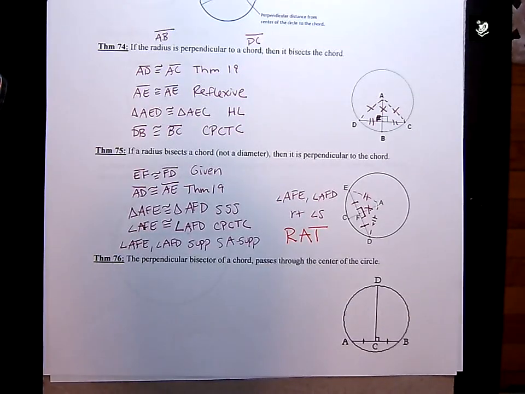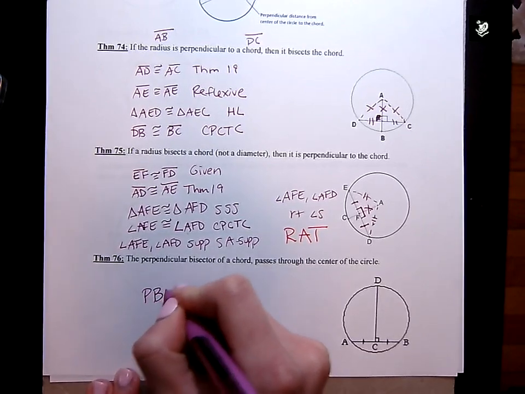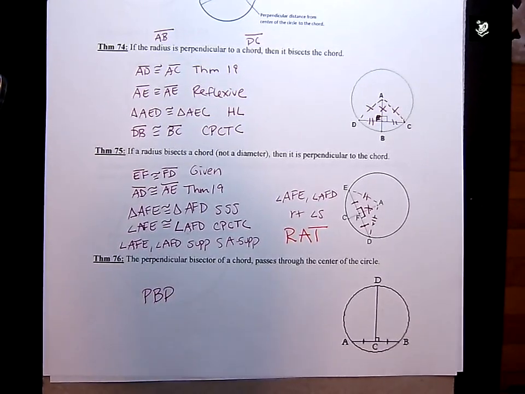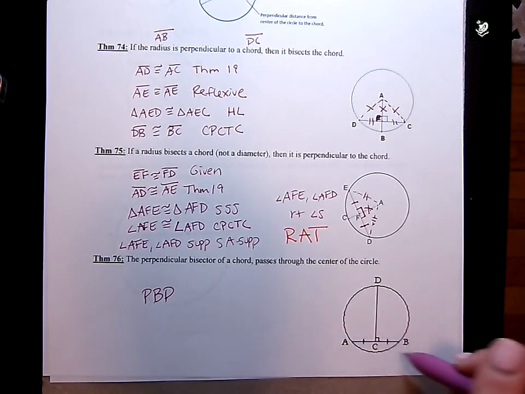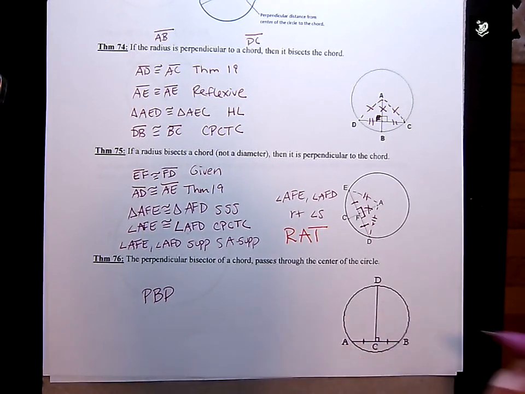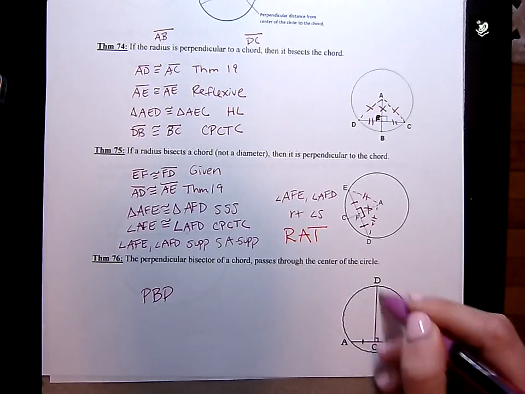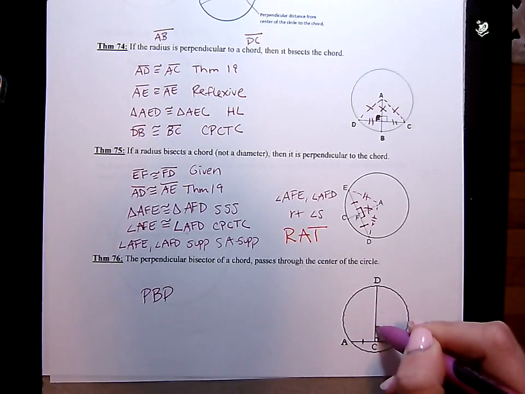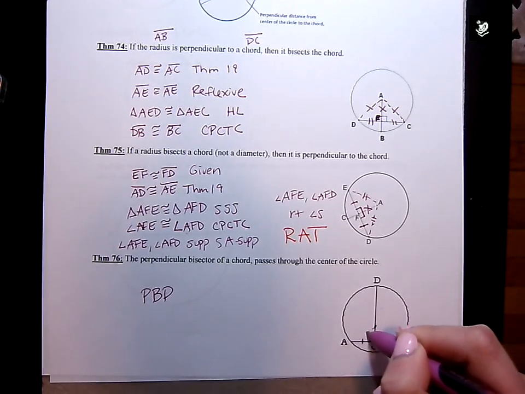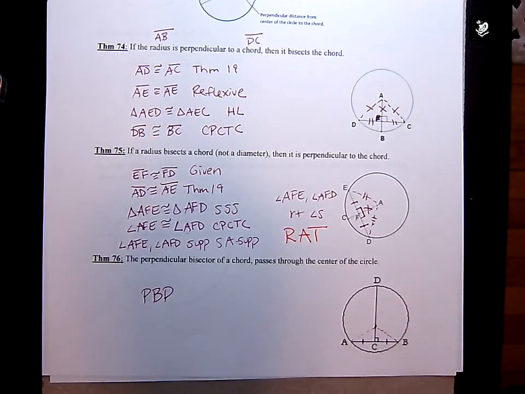Theorem 76, a little more simple. Basically, if you have the perpendicular bisector of a chord, it passes through the center. So that also takes us way back to our good old friend PBP, perpendicular bisector. So basically, if we know that DC is a perpendicular bisector of AB, well, then we know by PBP that any point on this perpendicular bisector is going to be equidistant from the two endpoints of the chord.